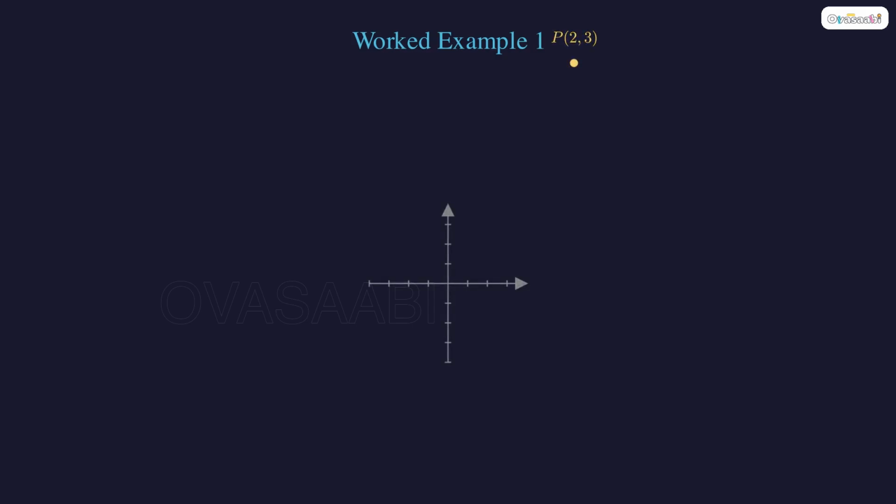Worked example 1. Point P is at 2, 3. First, reflect it across the x-axis. The x stays the same, y changes sign. P' is 2, -3.